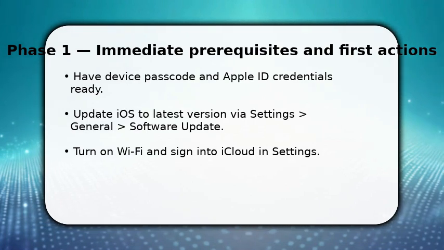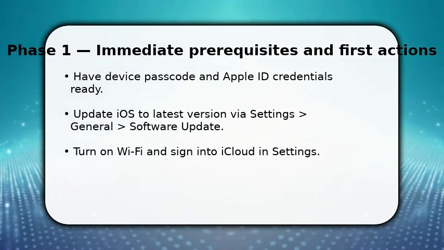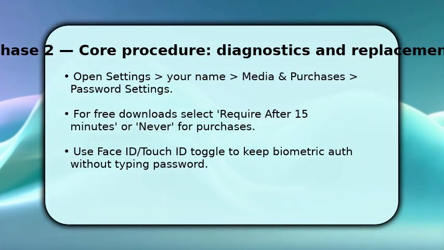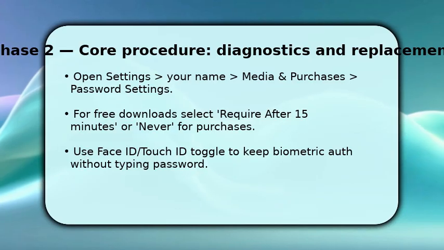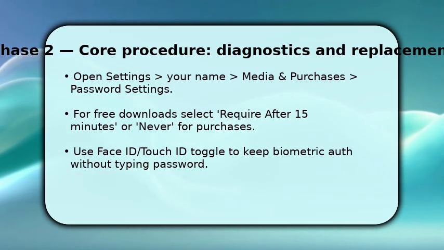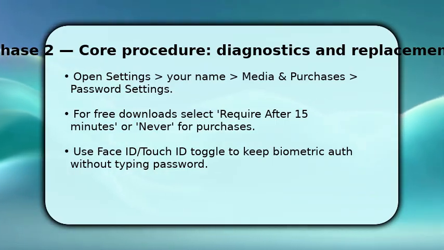You're in Password Settings. This is where you change App Store behavior. Tap Require Password and choose Never for free downloads, or select Require after 15 minutes for purchases to reduce prompts. If your device offers Face ID or Touch ID, enable it. This lets you approve downloads without typing the password while preserving security.